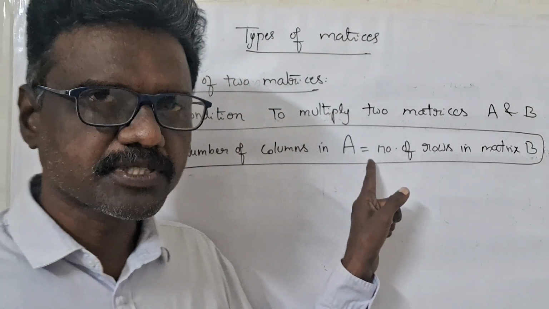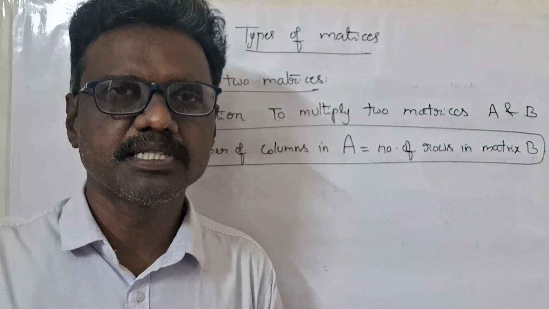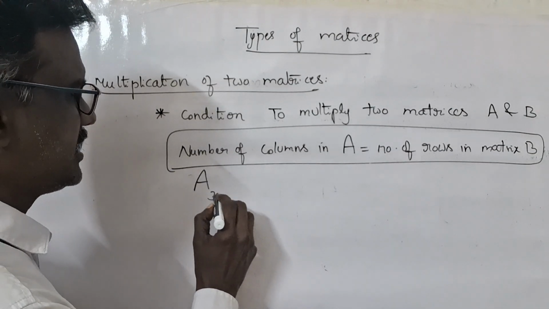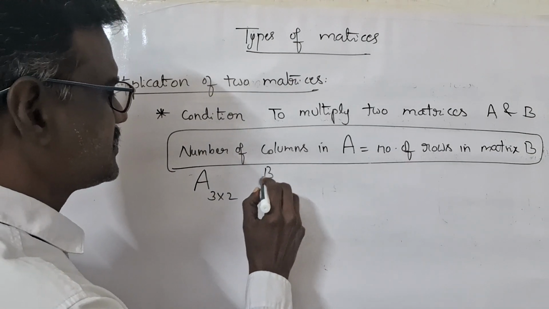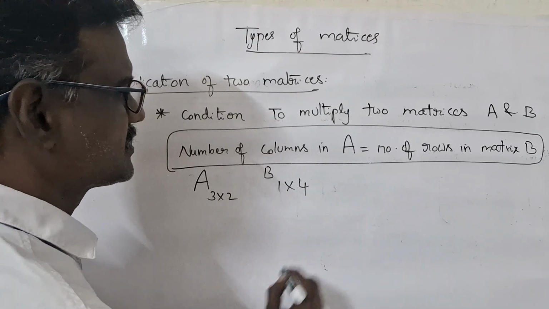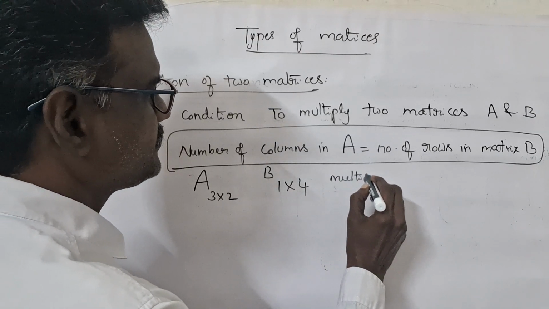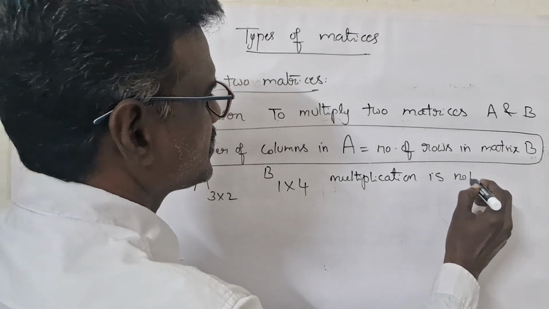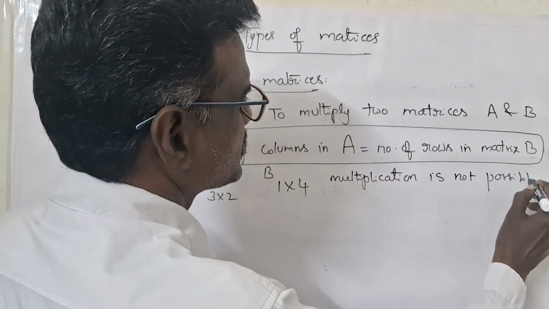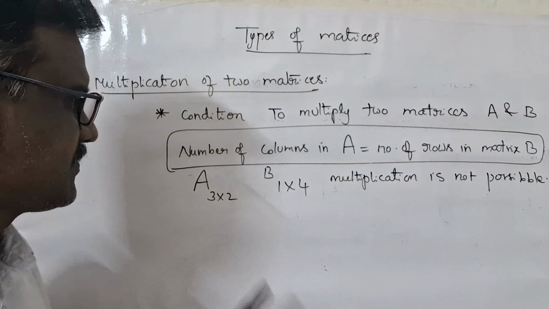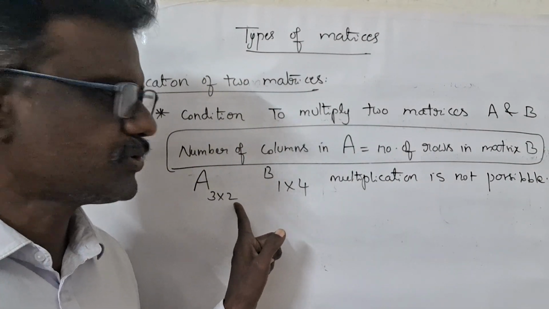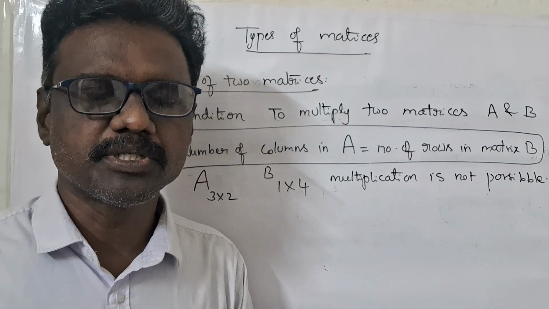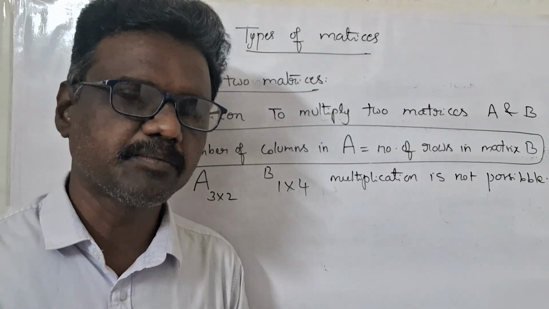The number of columns in the first matrix must be equal to the number of rows in the second matrix. Suppose A is a 3 by 2 matrix and B is a 1 by 4 matrix. Multiplication is not possible because the number of columns in A is 2, while the number of rows in B is only 1. If they are equal, we can multiply.